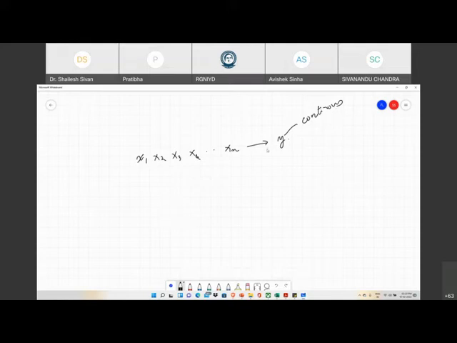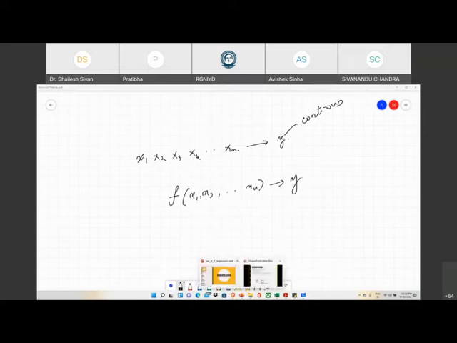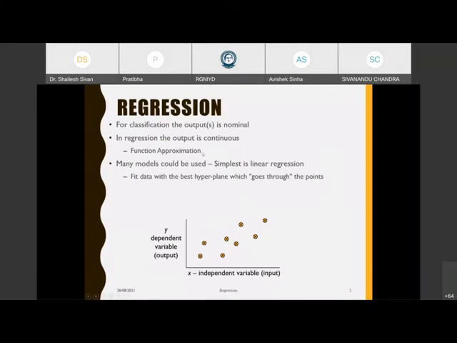Okay, so what we have to do is find a function f that maps x1, x2, etc. up to xn to the value y. So regression is actually a kind of function approximation. There are several types of regression algorithms, and among them the simplest and most widely used regression technique is called linear regression. What is it? Linear regression is nothing but fitting the data with the best hyperplane which goes through the points.